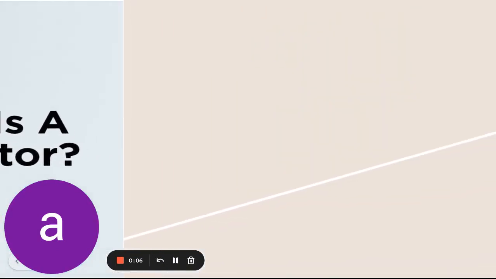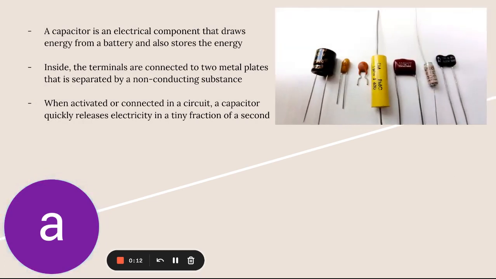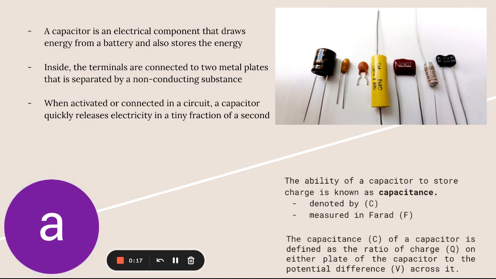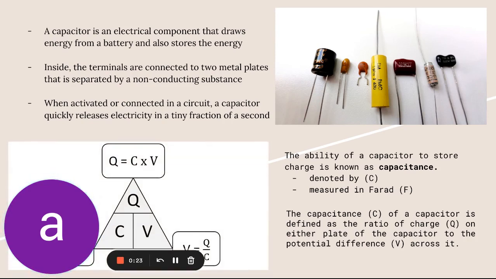What is a capacitor? A capacitor is an electrical component that draws energy from a battery and also stores the energy. Inside, the terminals are connected to two metal plates that are separated by a non-conducting substance. When activated, a capacitor quickly releases electricity in a tiny fraction of a second. The ability of a capacitor to store charge is known as capacitance, denoted by C and measured in farads.